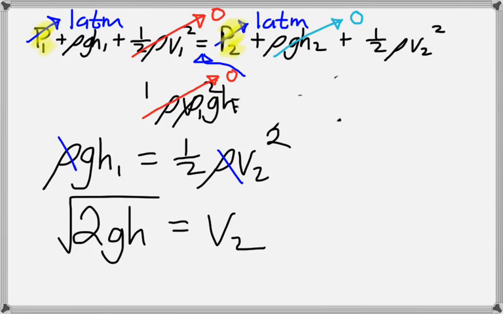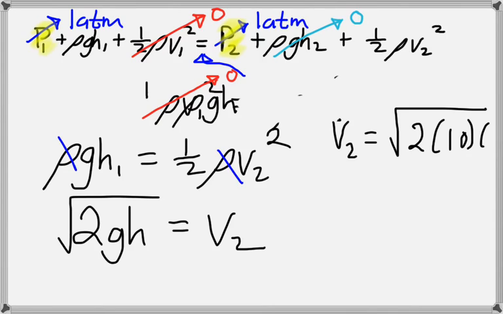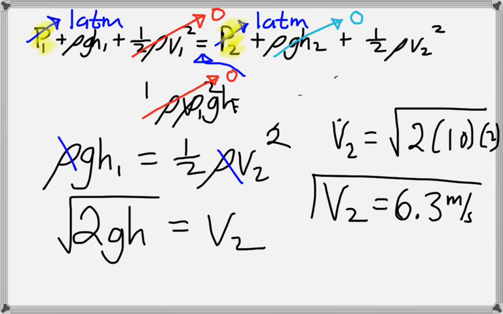That look familiar? Saw that a lot last year, didn't we? Something sliding down a ramp, for instance. And so if we plug in that height, 2 times 10 times 2, that'd be like the square root of 40. It's like 6 something. I got an exact number. 6.3. Yeah. And that would be meters per second.